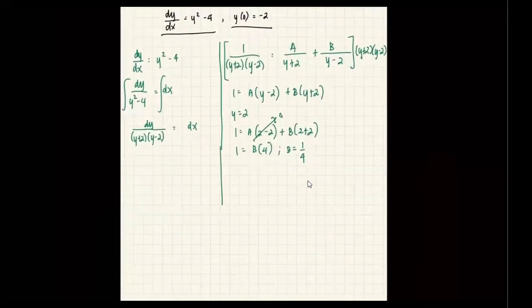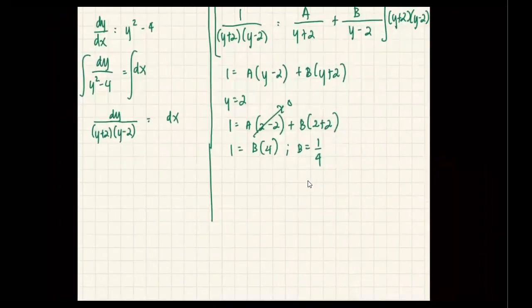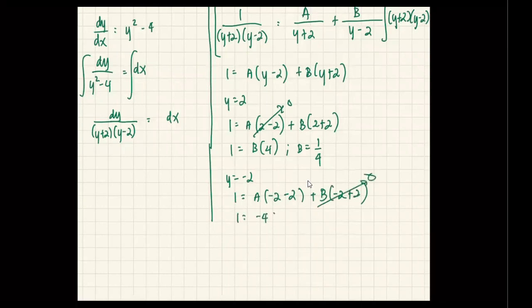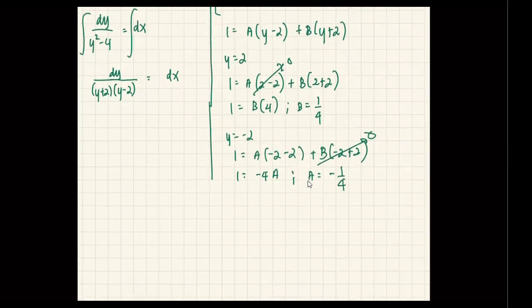Next, kapag y is equal to negative 2, so si equation natin will be 1 is equal to a times negative 2 minus 2 plus b times negative 2 plus 2. So this term will be 0. So 1 is equal to negative 4a, or a is equal to negative 1/4. Okay? So meron tayong a and b.